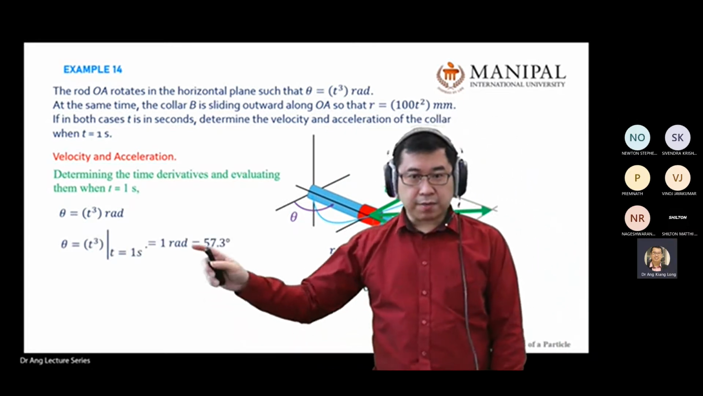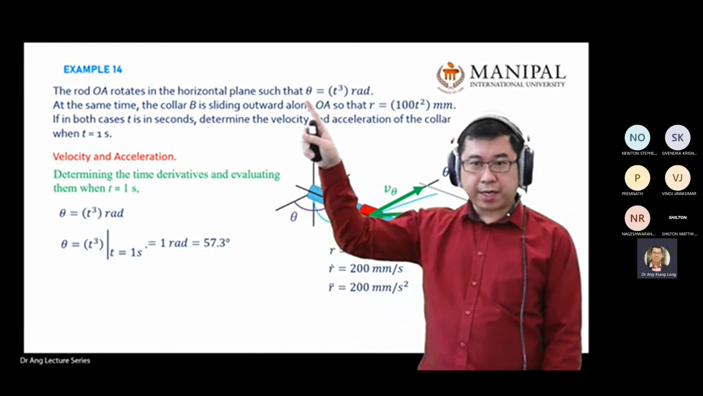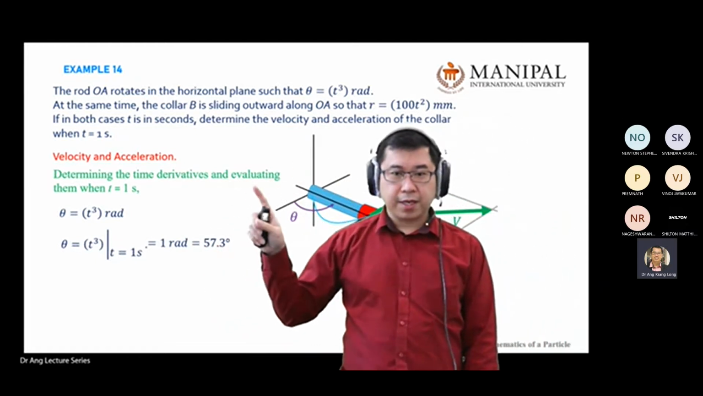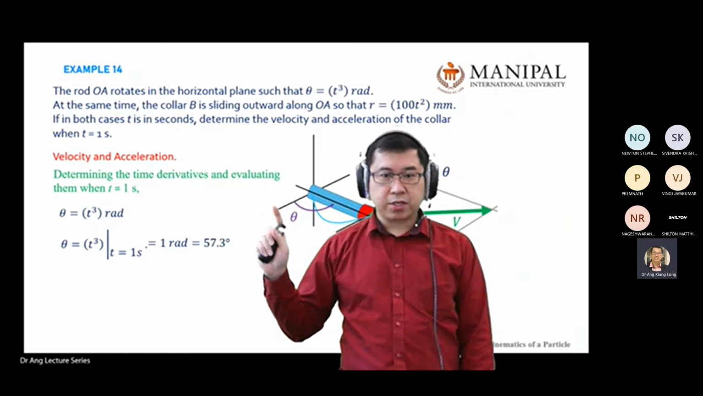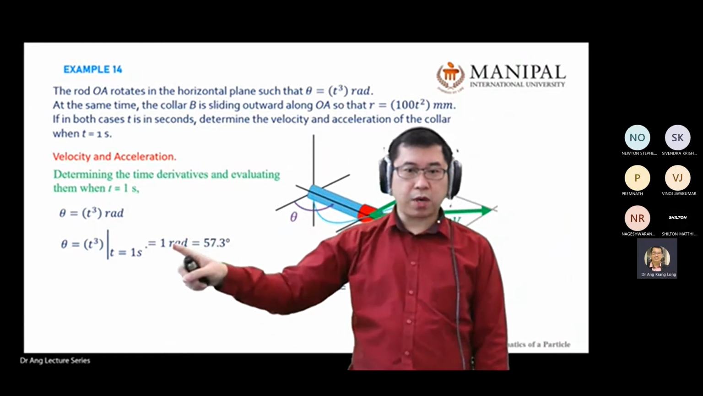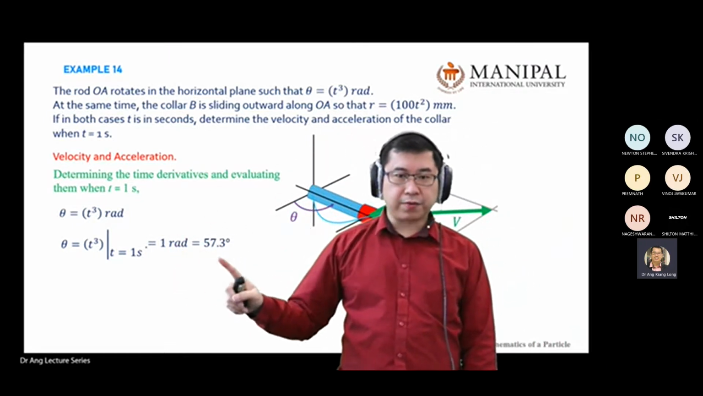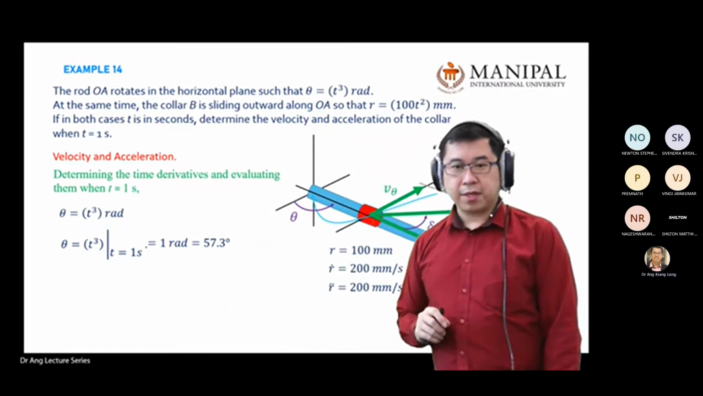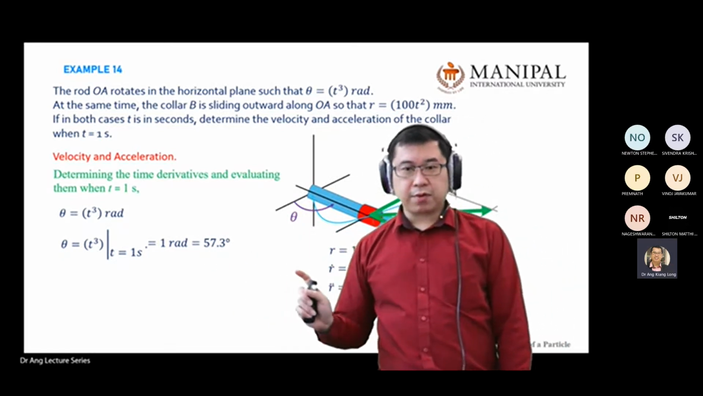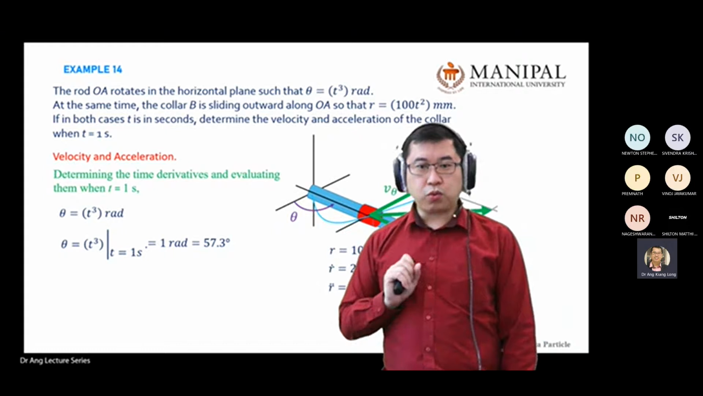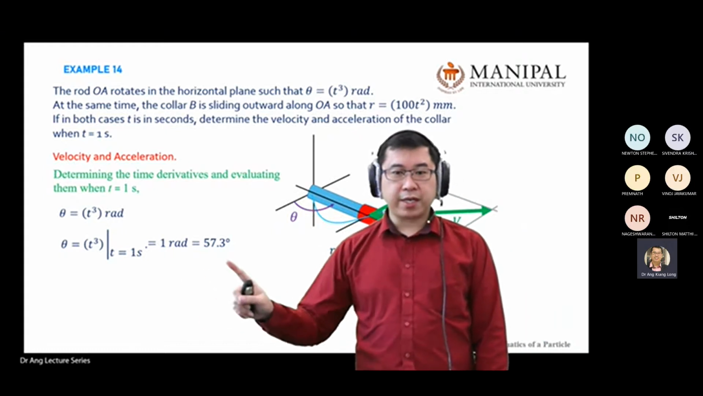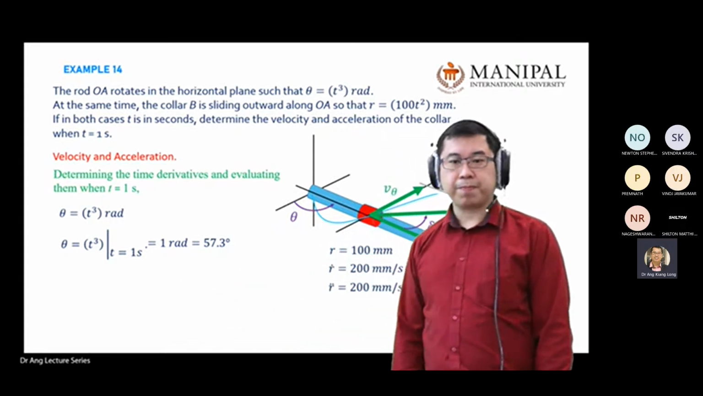So this is the original angle when you have time equal to 1 second. So again, this is radian. So you get 1 radian. 1 radian equal to 57.3 degrees. Okay, how do you get this value? 360 equal to 2 pi radian. So 1 radian equal to this one.